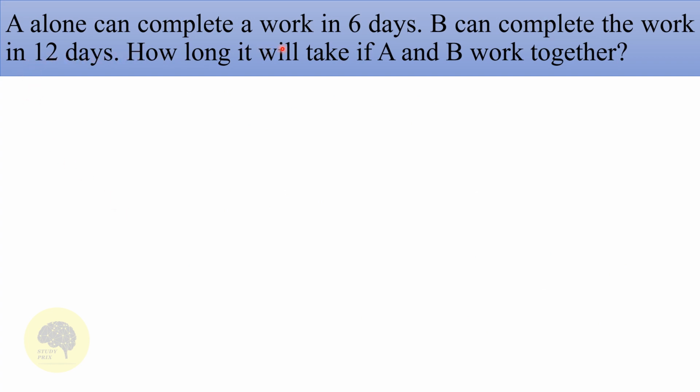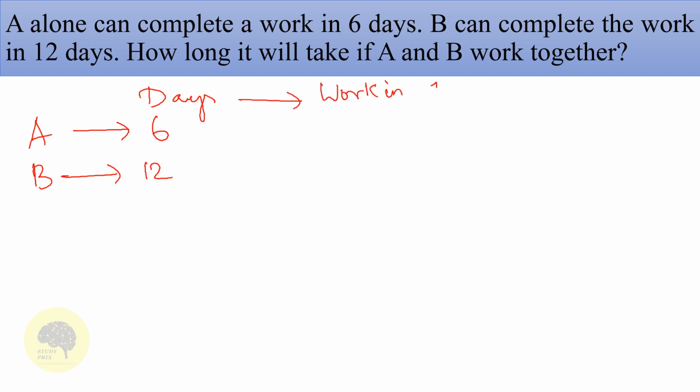A alone can complete the work in 6 days and B can complete the work in 12 days. How long will it take if A and B work together? First, write down the data from the question. A can complete the work in 6 days and B can complete the work in 12 days. What's the first thing we have to do? Convert the days into work done in 1 day. Therefore, 6 can be written as 1 by 6 and 12 can be written as 1 by 12. From this we can say 1 by 12 amount of work can be done by B in 1 day, and here also 1 by 6 amount of work can be done by A in 1 day.